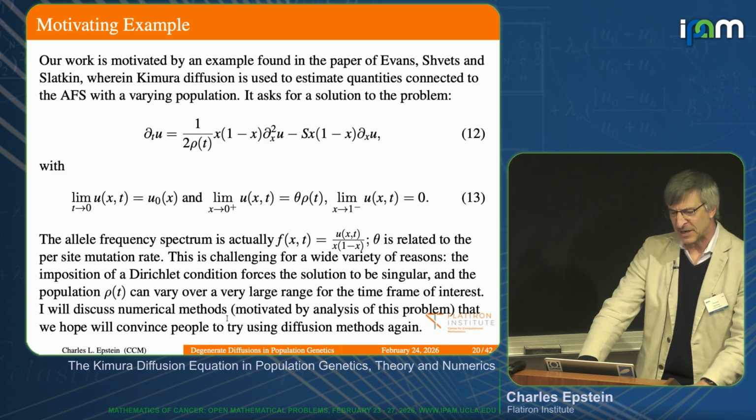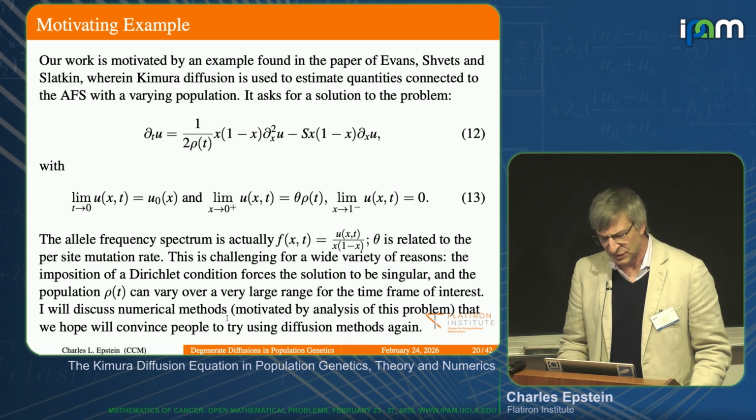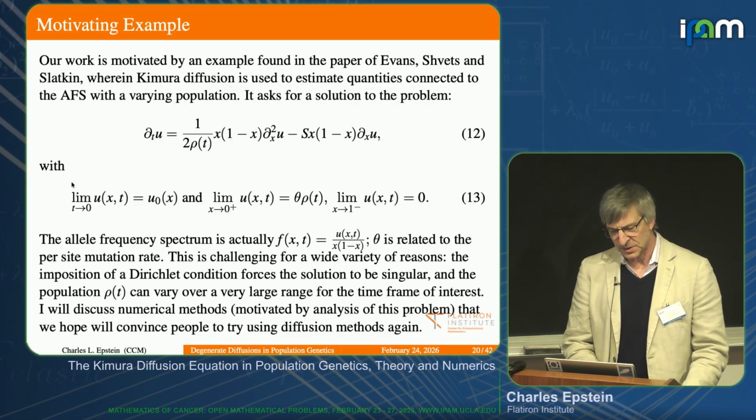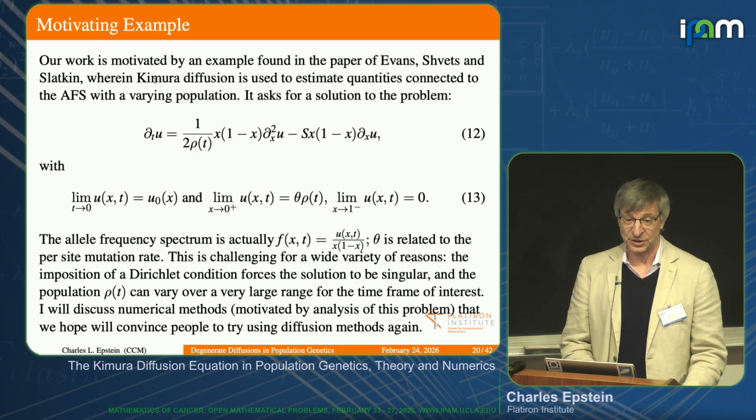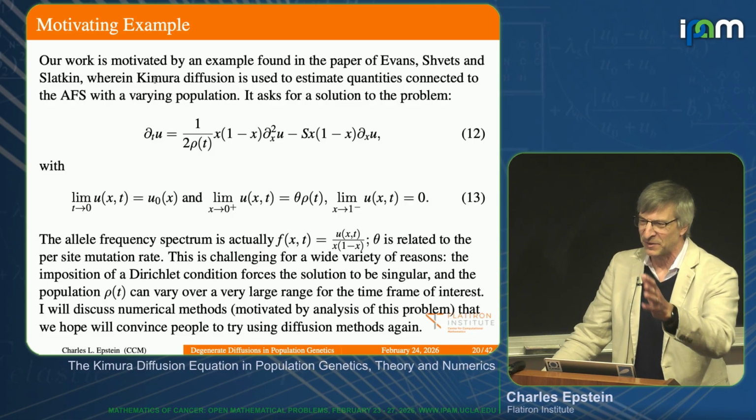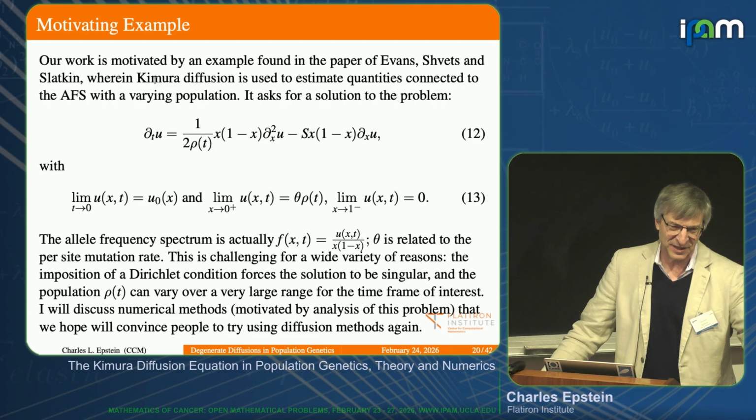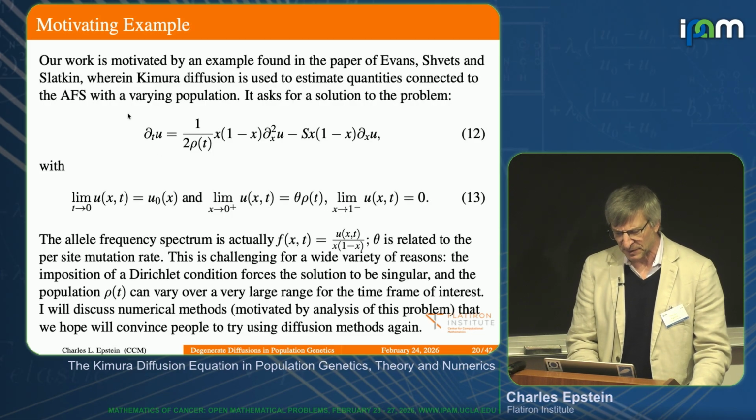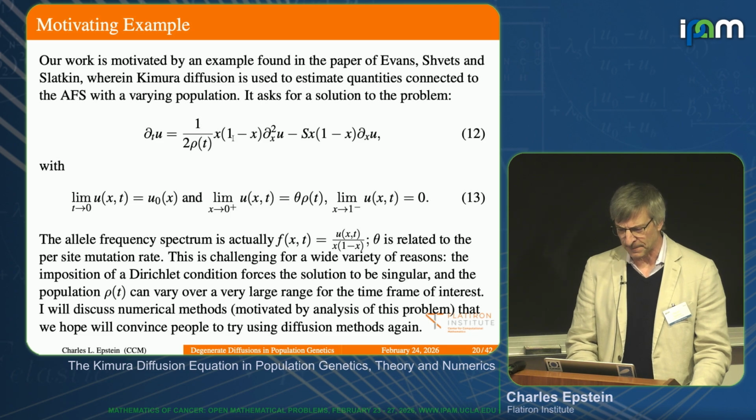Okay, so the motivating example comes from a paper of Evans, Shvets, and Slatkin, where they're studying the allele frequency spectrum, and they want to use the Kimura diffusion to estimate quantities connected with it in a varying population. So here, when I constructed the model, I said we assume the population is constant but goes to infinity. Well, for other reasons, you can now allow the population to vary, and what you do is you just change the coefficient of the diffusion term. So you put 1 over the population size there. Okay, and they want to solve this equation.